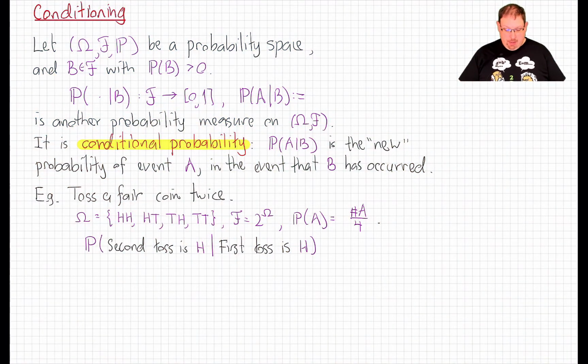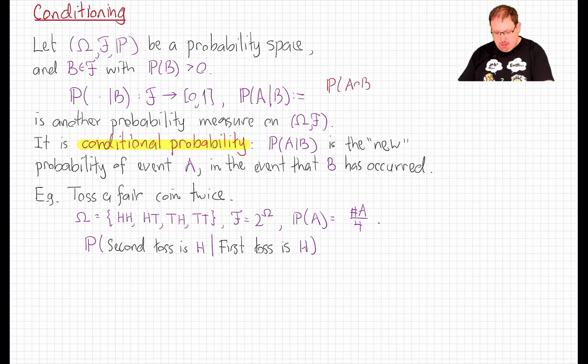Given a probability space and an event B in that probability space that has positive probability, we can construct a new measure called the conditional probability relative to that event B. It's defined on the same sigma field, and it is defined as follows. The probability of A given B is the probability of A intersect B divided by the probability of B. It's not at all hard to check that this is a genuine probability measure. In fact, doing so was essentially on your first homework assignment.